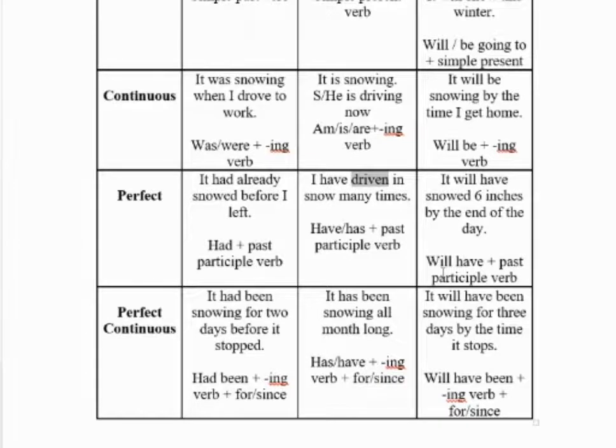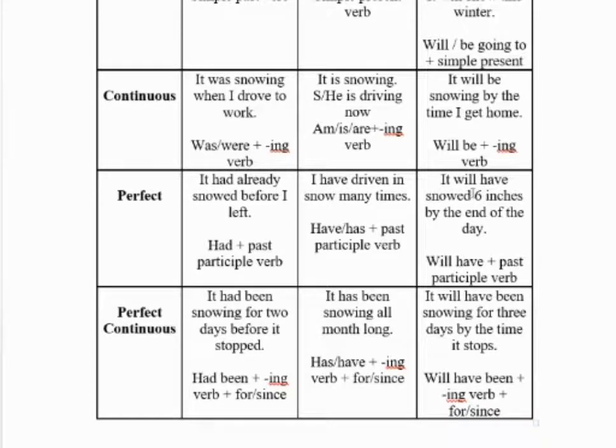The past participle here is different from the past. In the past, we say drove, while when we say the verb snow, it's the same. The past participle of snow is the same as the past tense.